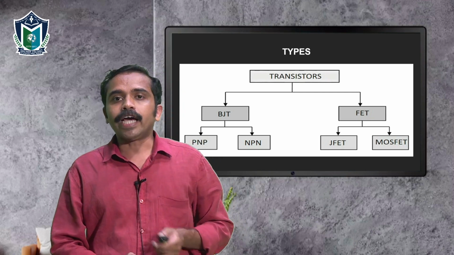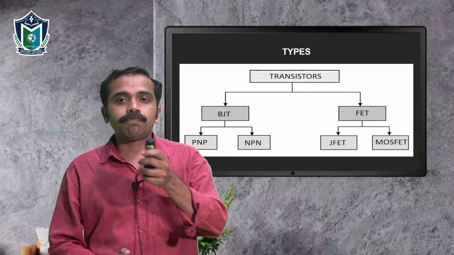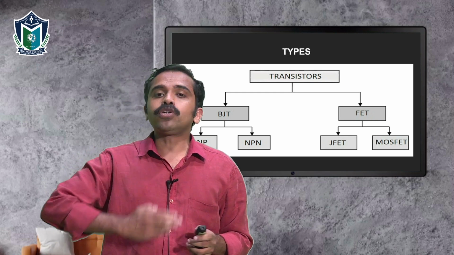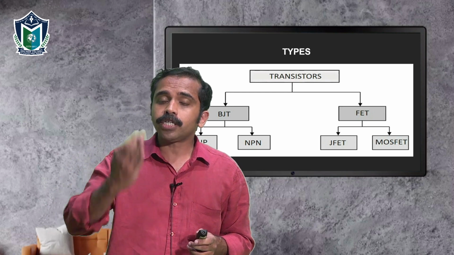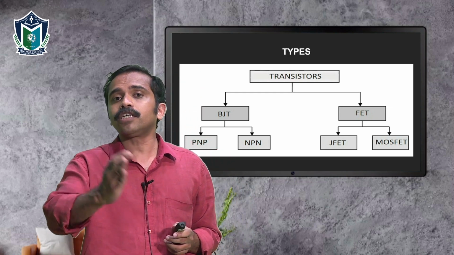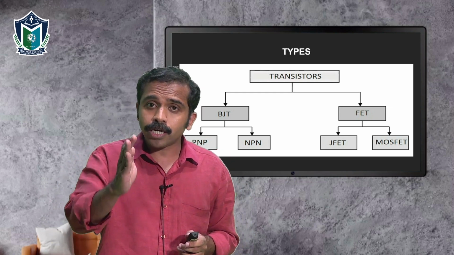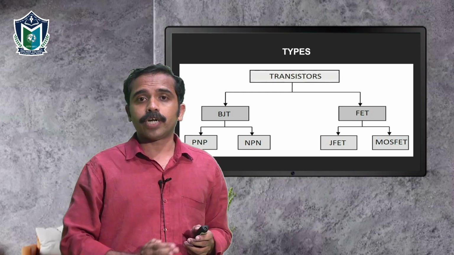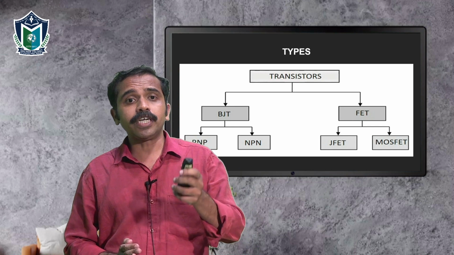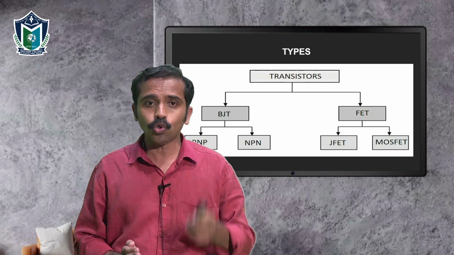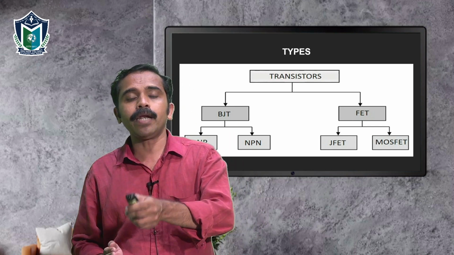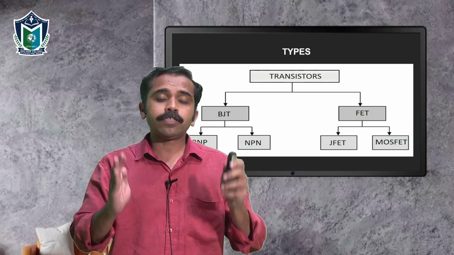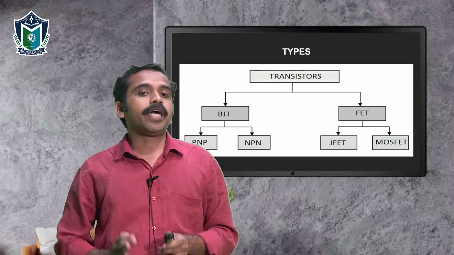In the second type, that is FET, field effect transistor, the input control signal will be in the form of electric field or voltage. So FETs are generally known as voltage controlled transistors, whereas BJTs are known as current controlled transistors. Again, BJT can be subclassified into two, PNP and NPN. This particular classification is completely based on the nature of the semiconductor material.